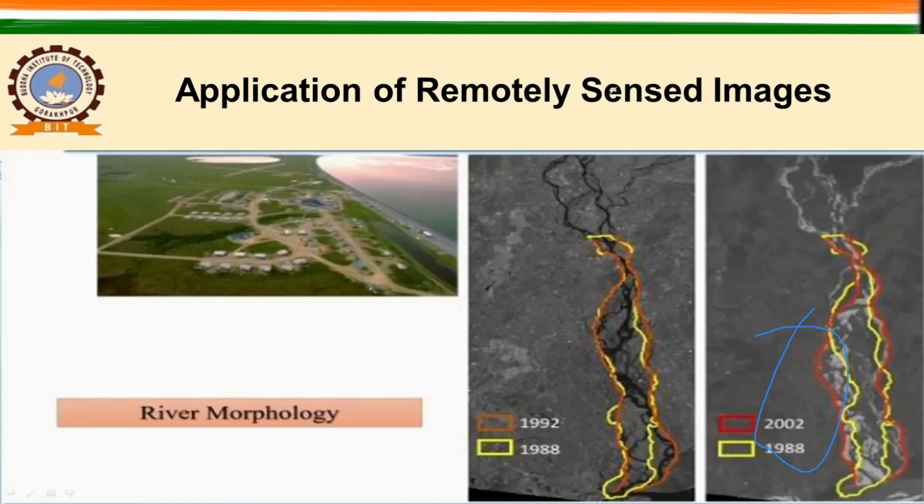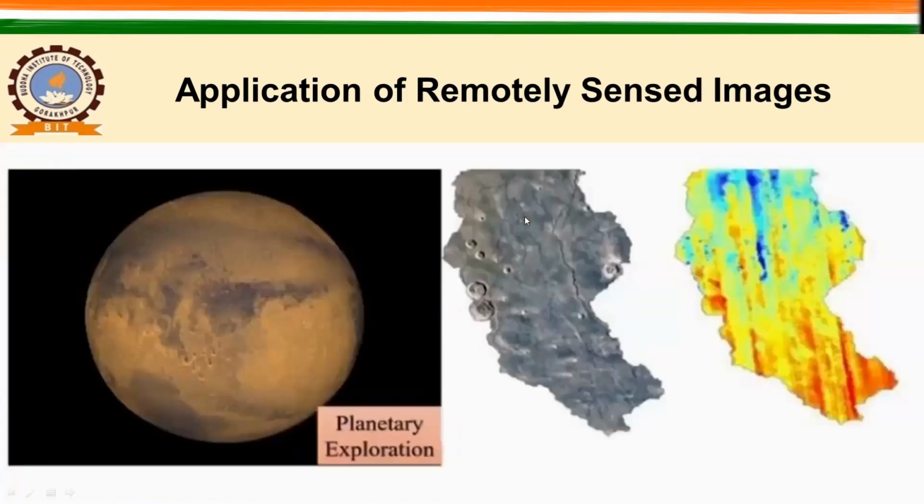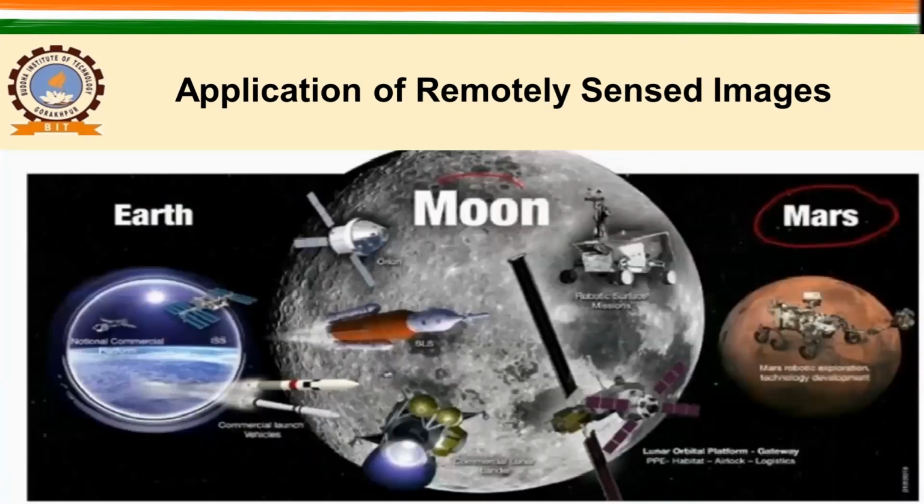Now the other application is in planetary exploration. For planetary exploration, I would say that remote sensing is the only available option or technique to explore the planet. So here you can see some of the work which has already been published, which I am sharing with you, right? And this is one interesting thing which I am highlighting about the Earth, Moon, and Mars, and how we are exploring them.